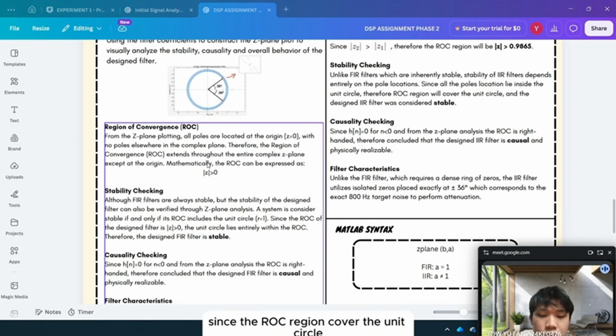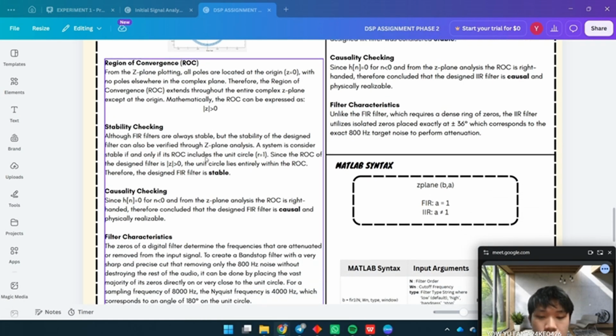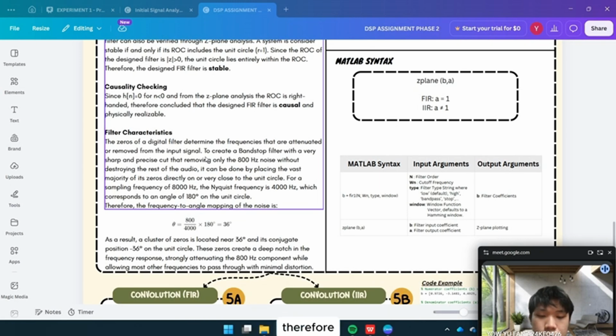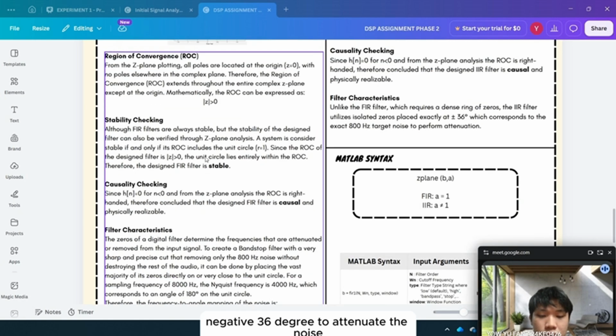Since the ROC region covers the unit circle, the filter is considered stable, and again, an FIR filter will always be stable. For the causality checking, since the ROC region is right-handed, the filter is causal and physically realizable. And for the filter characteristic, since our target noise to be removed is at 800 Hz, from the frequency to angle mapping calculation, we get that the noise is located around 36 degrees on the unit circle. A cluster of zeros will be placed there, and also at its conjugate, negative 36 degrees, to attenuate the noise.